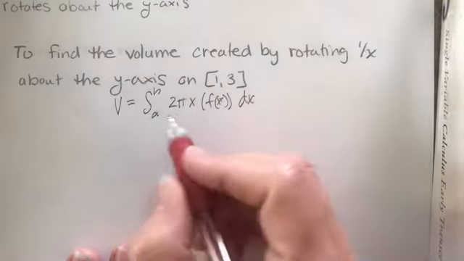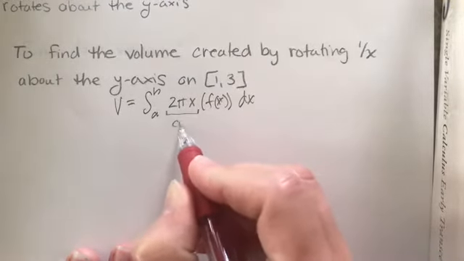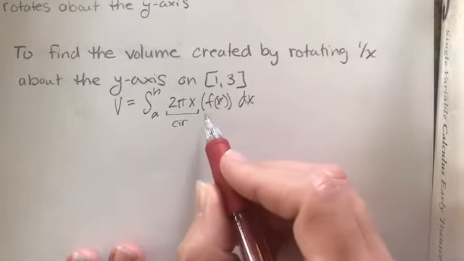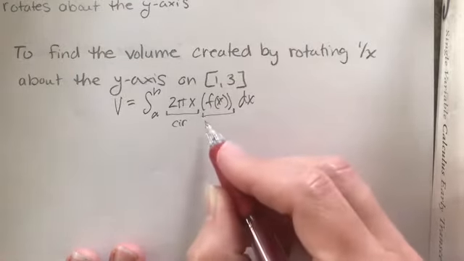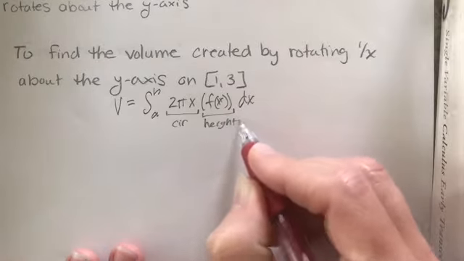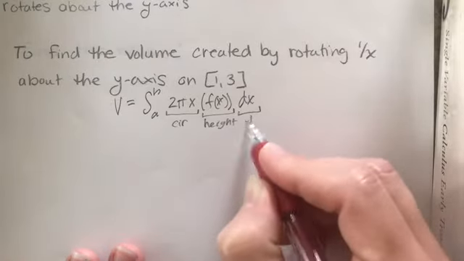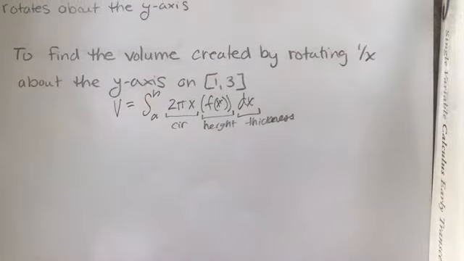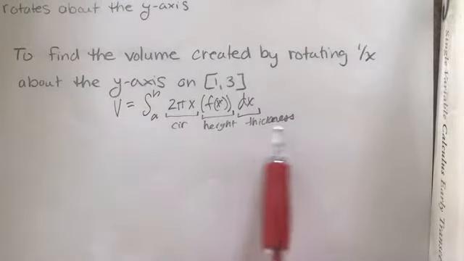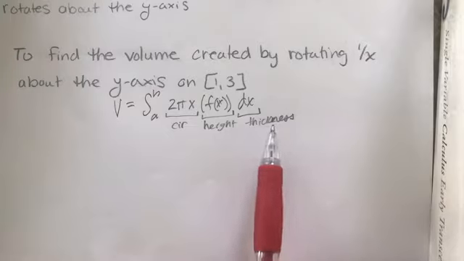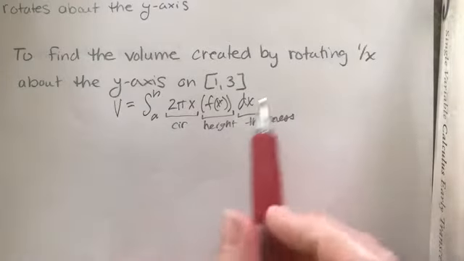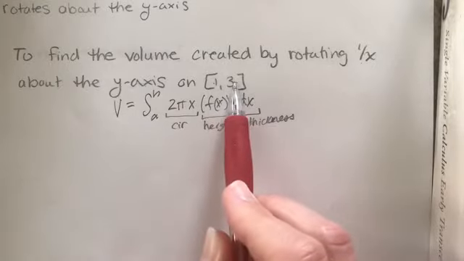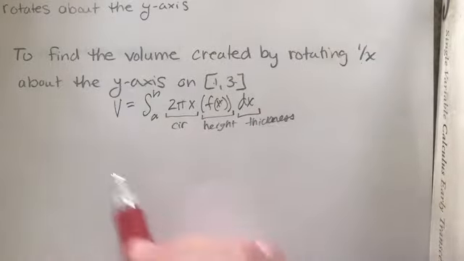A way that I thought was kind of interesting: it's like the volume of a cylinder, where 2 pi x is the circumference, this function is the height, and then the dx is the thickness. And if you keep doing these cylinders over and over, where the thickness approaches 0, that's how we're going to find the volume. So for this particular problem, f of x is 1 over x. This is your a and your b, and that's basically all you need to know.